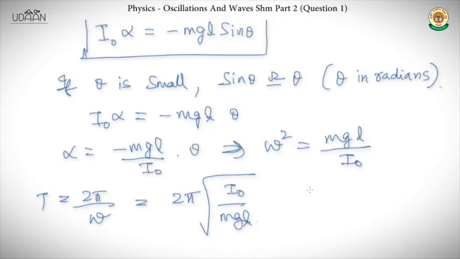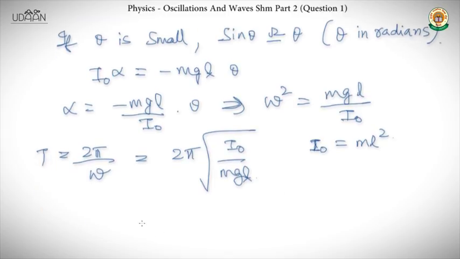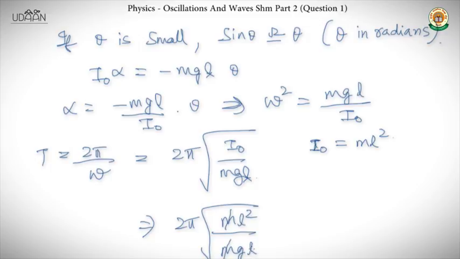From rotational motion we know I naught is ml square for a bob at the end of a string. So the next step is we substitute this into the time period, and then we get the time period as 2 pi under root ml square by mgl. The m cancels out and one l cancels out. So the time period is 2 pi under root L by g.